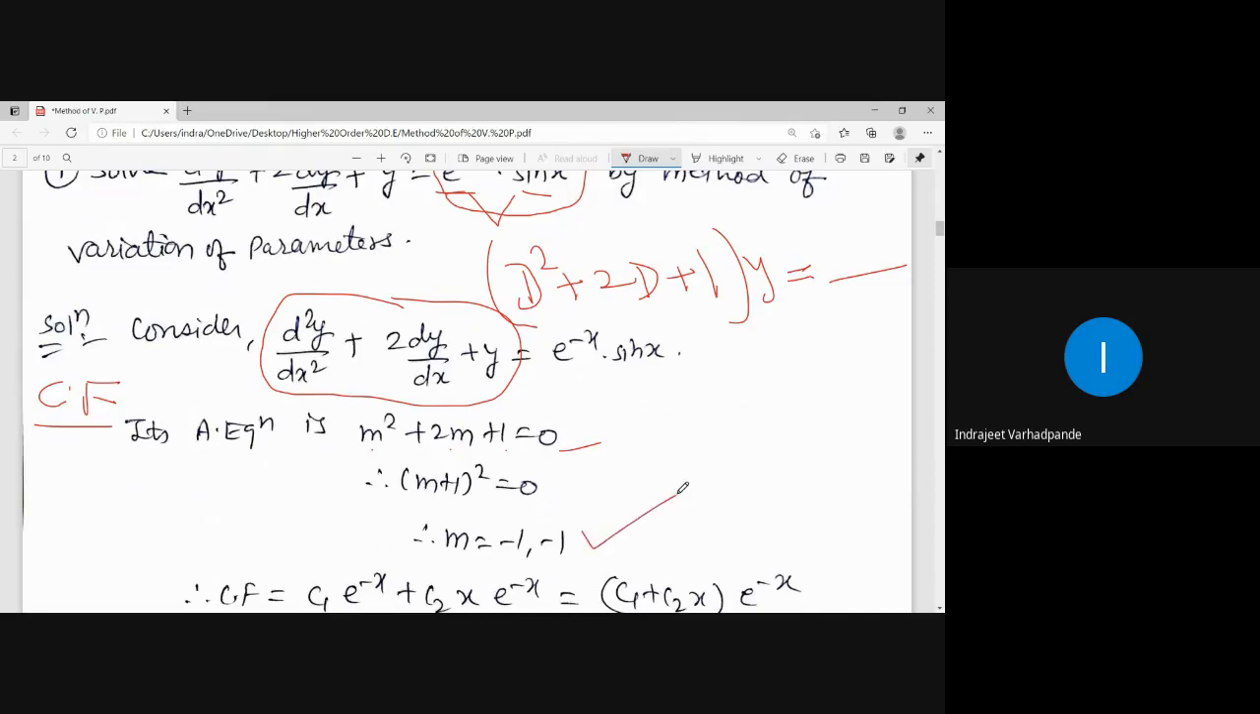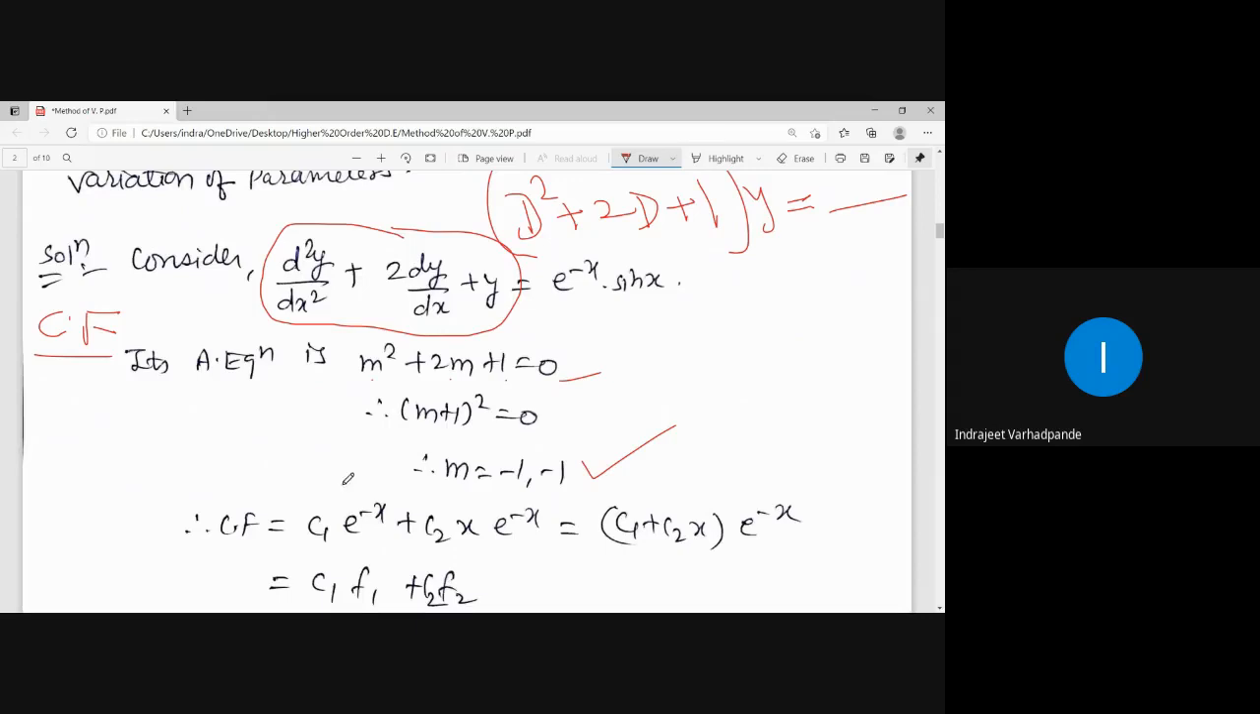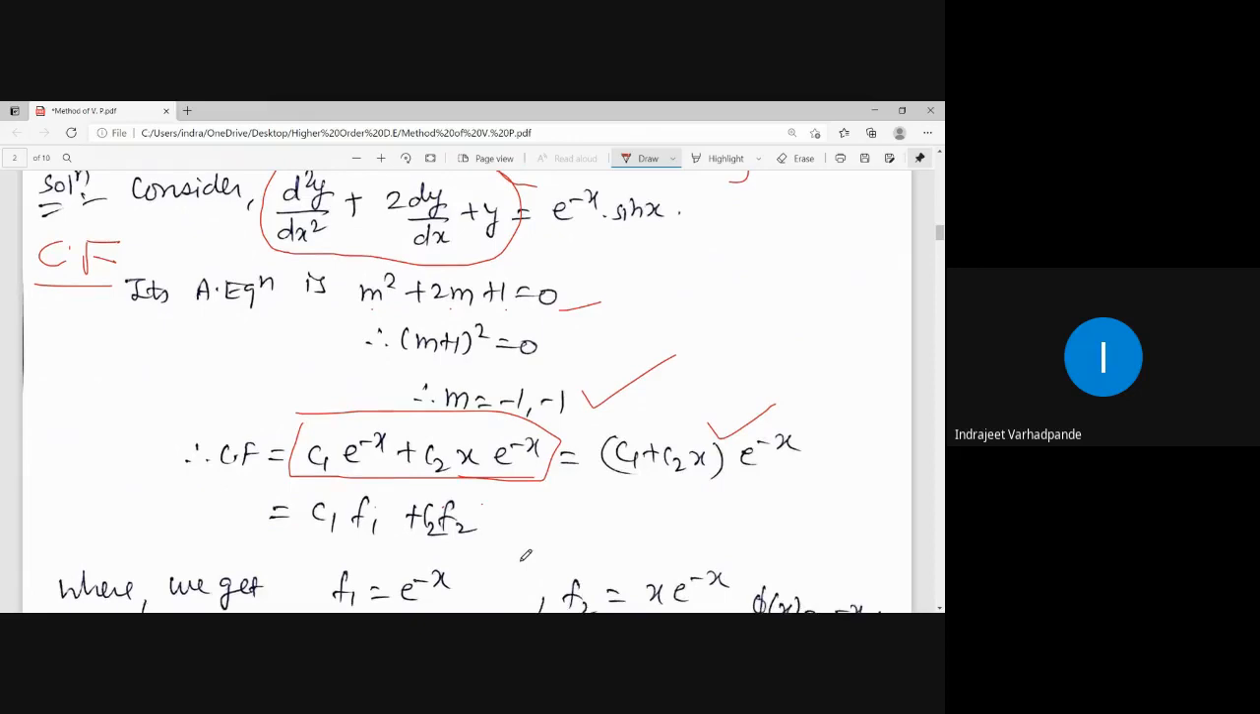How are the roots over here? Roots are real and equal, so minus 1, minus 1 is the root. I will find the complementary function as c1 e to the power minus x plus c2 into x e to the power minus x. It can be written in this way because I have to compare it with c1 f1 plus c2 f2 so as to find the values of f1 and f2. Is this point clear? Yes, sir. Finding the complementary function is not a big task. We have solved so many examples before this.